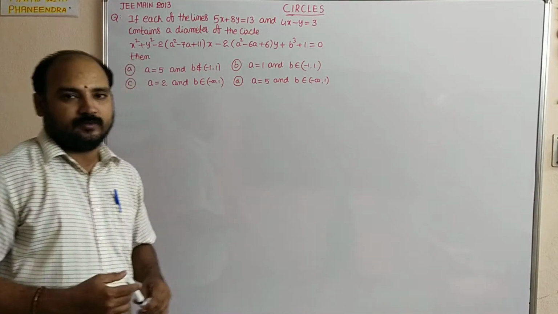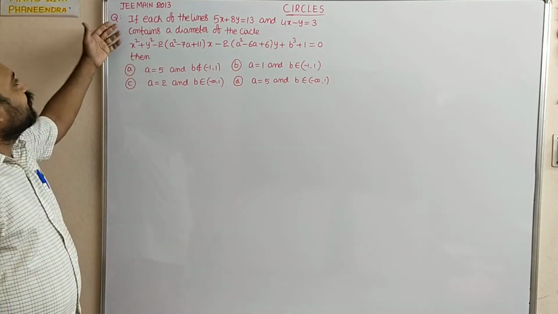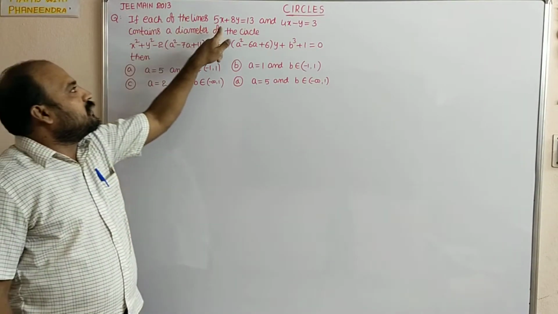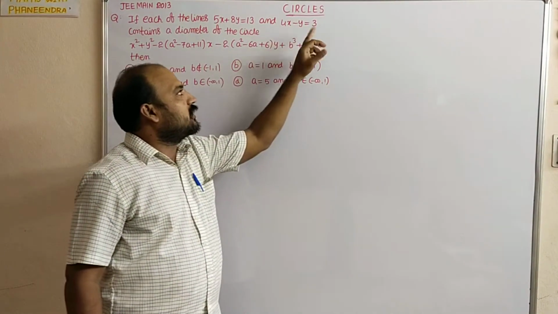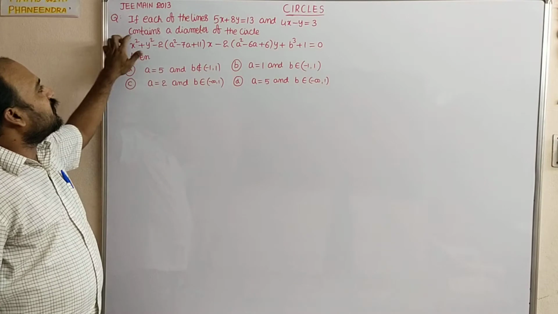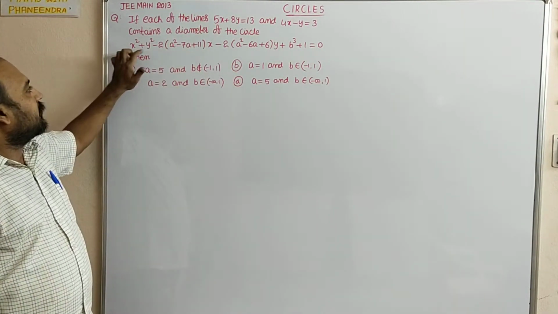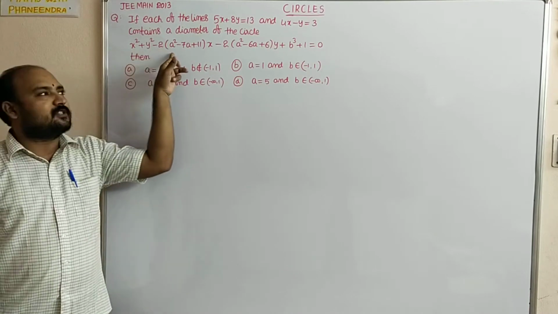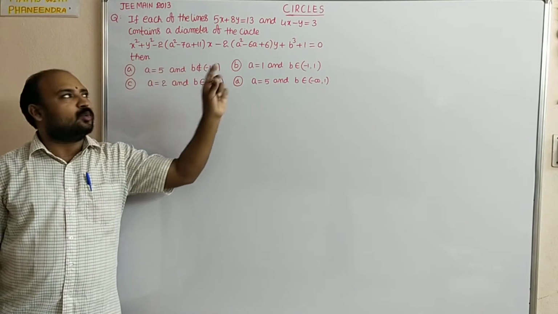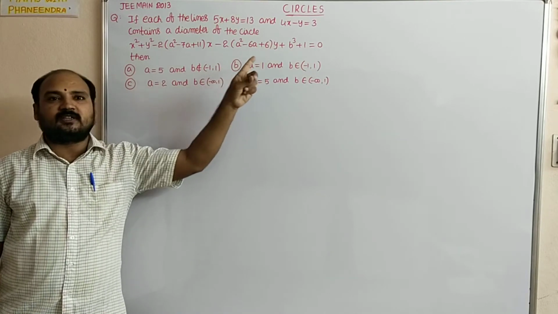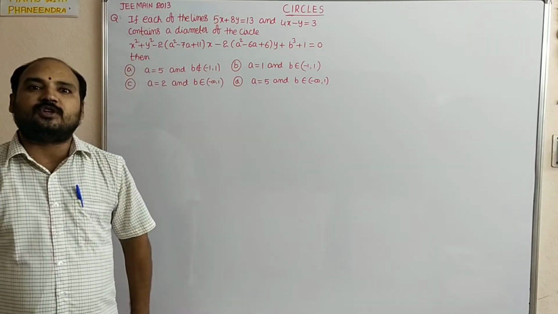So, okay, let us have a discussion. The first question: if each of the lines 5x plus 8y equal to 13 and 4x minus y equal to 3 contains a diameter of the circle x square plus y square minus 2 into a square minus 7a plus 11 into x minus 2 into a square minus 6a plus 6 into y plus b cube plus 1 equal to 0.